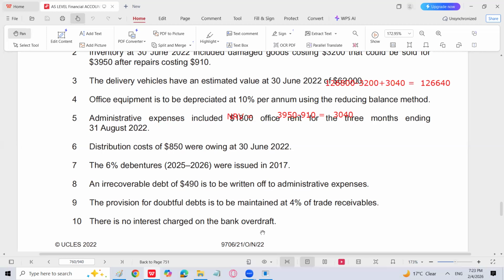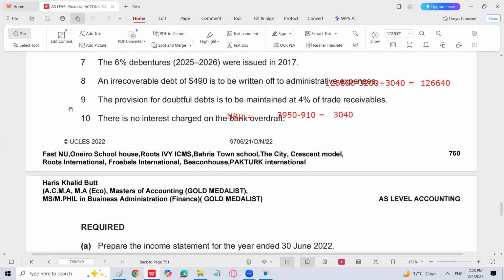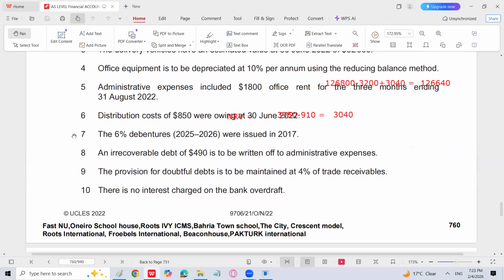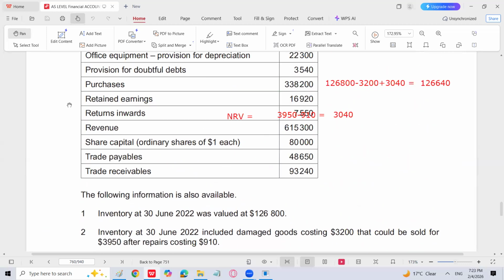There is no interest charge on the bank overdraft. Generally, a bank overdraft doesn't carry interest because it is a current liability. We pay a bank overdraft within a year, so it is already written that there is no interest. So we have to prepare the income statement. Let's do that. October/November 2022, variant 21.